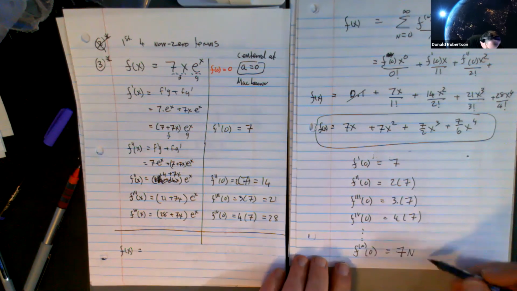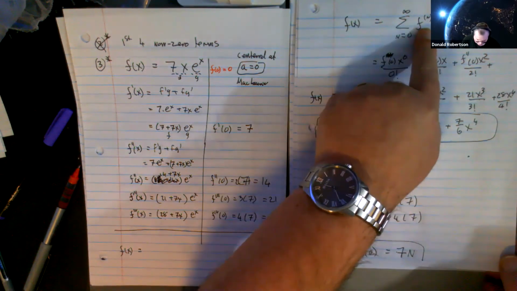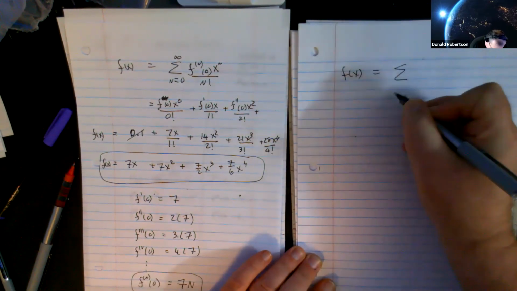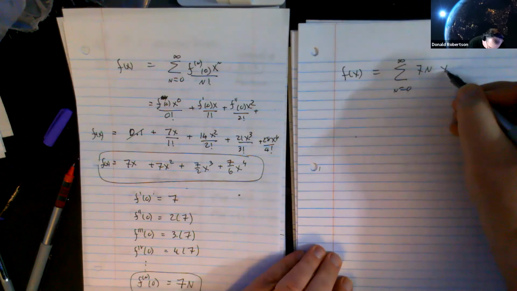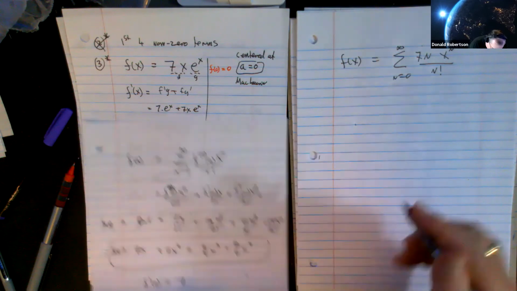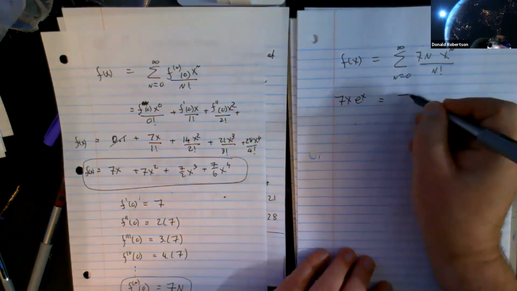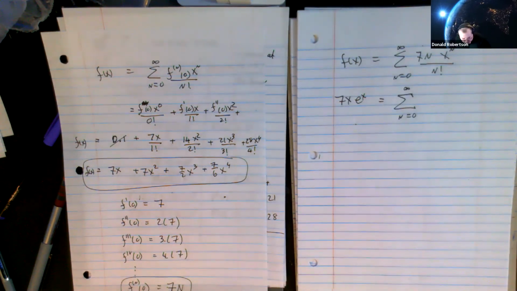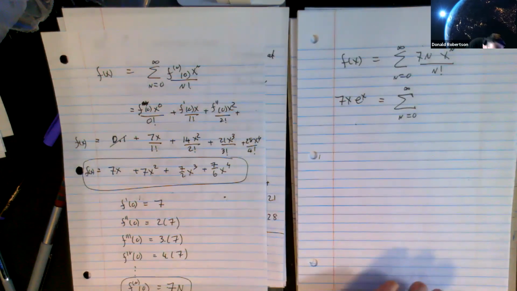If you can find that guy, if you plug that in here, don't you now have the Maclaurin series? 7n x to the n over n factorial. And that function was actually 7x e to the x. Style points are important. Is there anything you can do to this? Actually, there is. What can you do to this to make it just a little bit prettier?